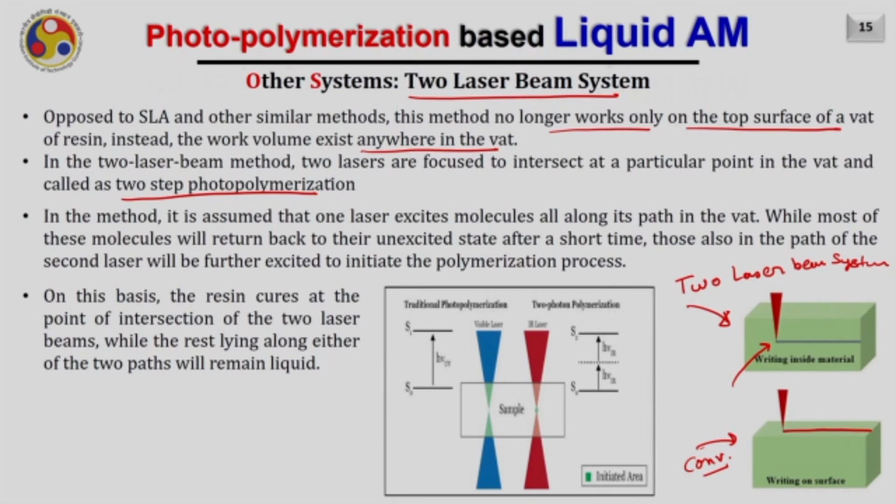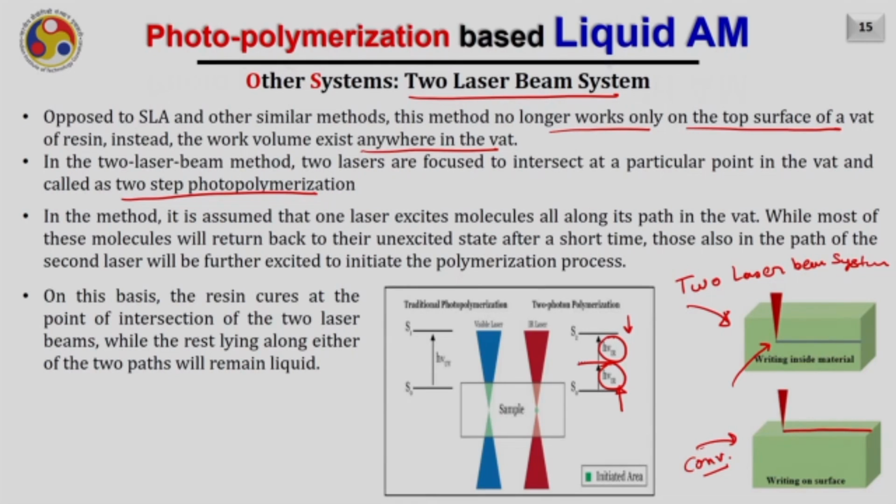So, why is it called two-step photopolymerization? Because in this case, usually one laser is used to bring the photopolymer to a certain level of energy by absorbing the appropriate photons, and when the same photopolymer absorbs the other energy from the other laser, then only it reaches the excited state and gets cured, and hence starts the photopolymerization. If only one energy is given, then the photopolymer will not get photopolymerized.